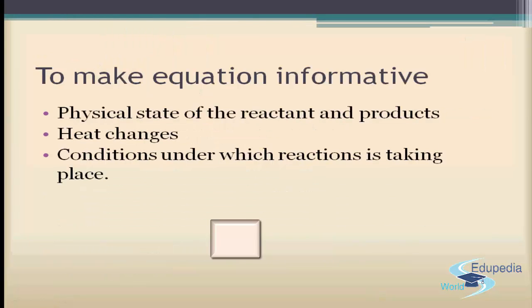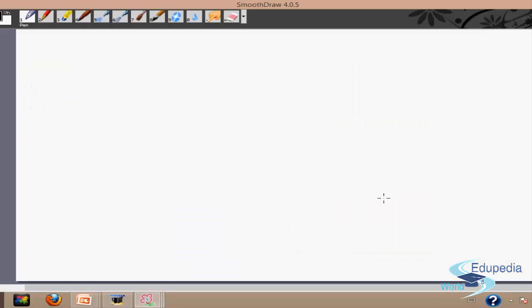We can make the equation more informative by adding the physical state of reactants and products. We can also indicate heat changes and also we can write the conditions under which the reaction is taking place. Now let's understand by examples how we can do this and make our chemical equation more informative, right?